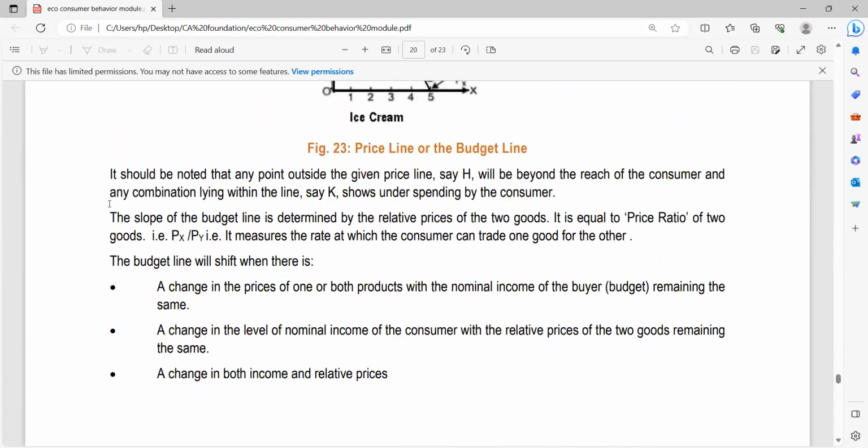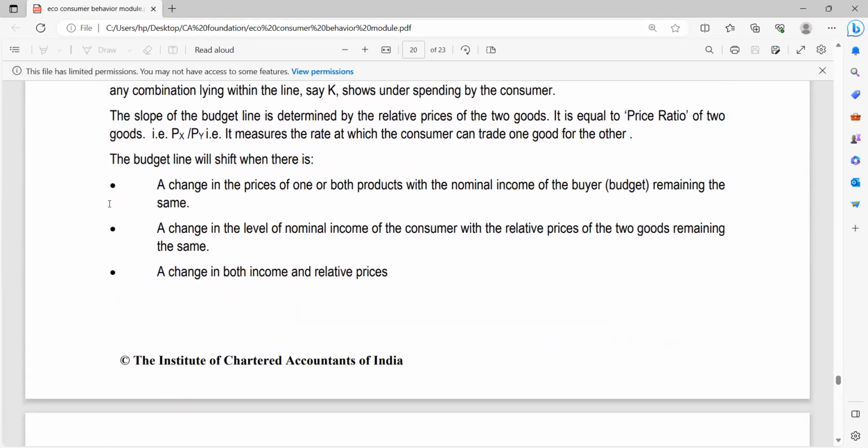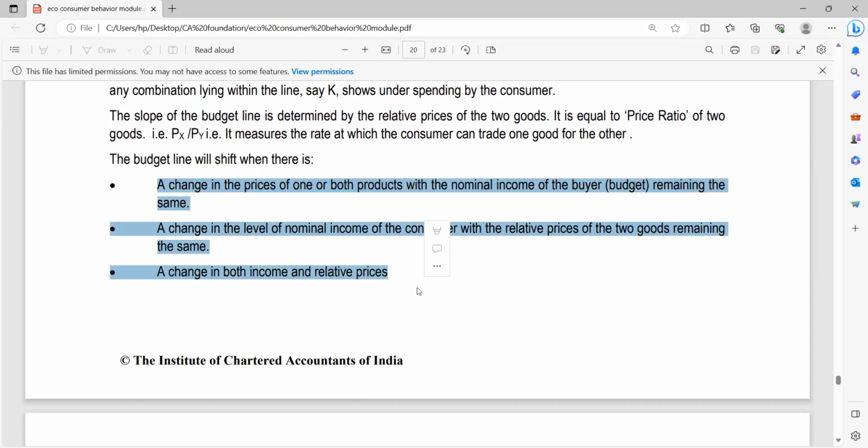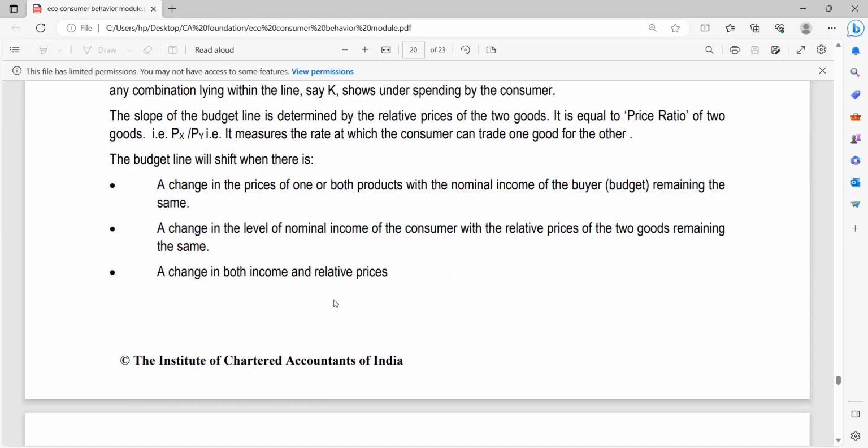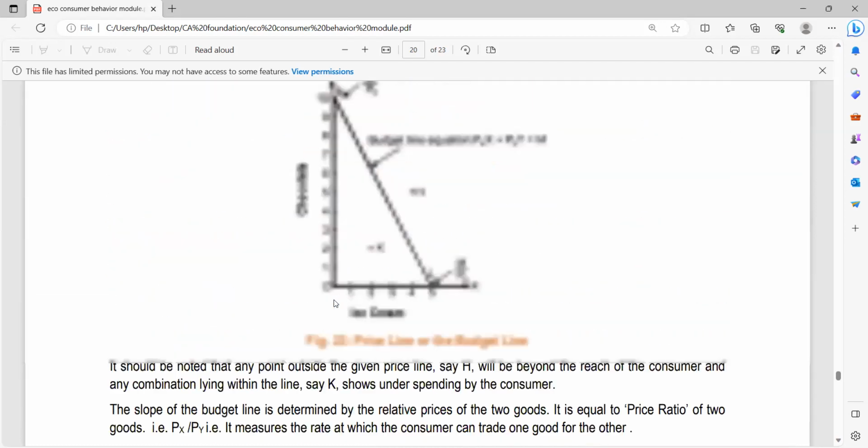Any point outside the price line is unattainable. So these are the 3 points I mentioned. The budget line will shift when there is a change in the price of one or both the goods with nominal income remaining the same, and a change in the level of nominal income when prices remain the same, and a change in both income and relative price. So we've already covered all these points, correct? So you can go through this. This is the graph which they have shown.